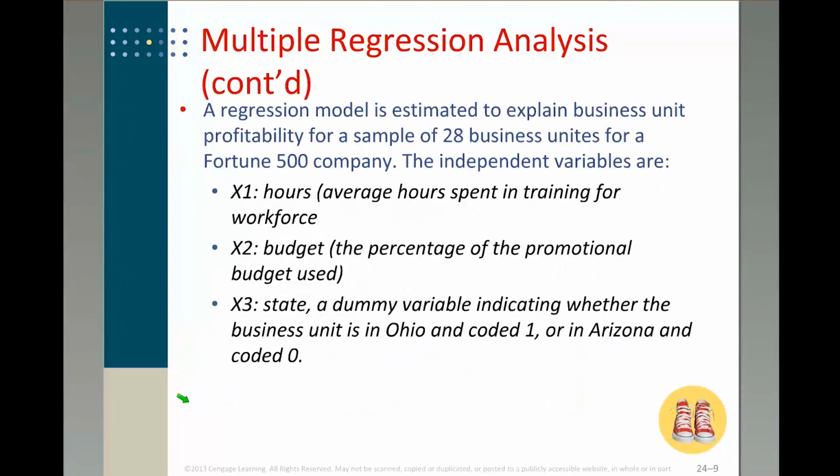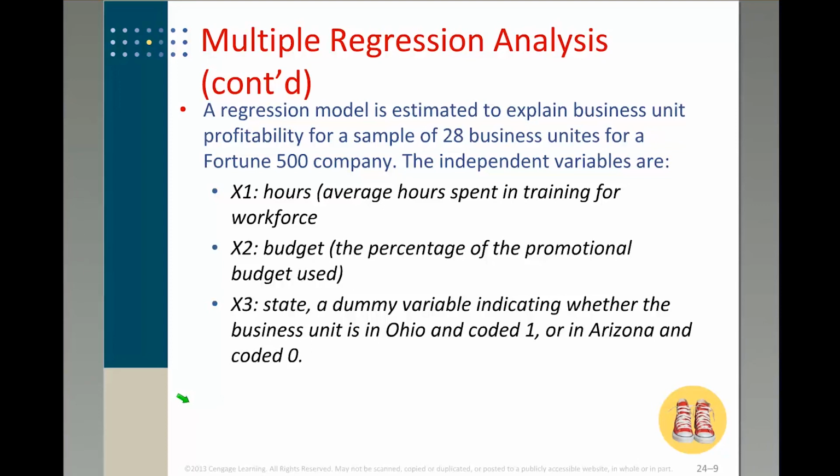Okay, so let's take a look at another example and see how we can really use tests on the coefficient. It says a regression model is estimated to explain business unit profitability for a sample of 28 business units for a Fortune 500 company.